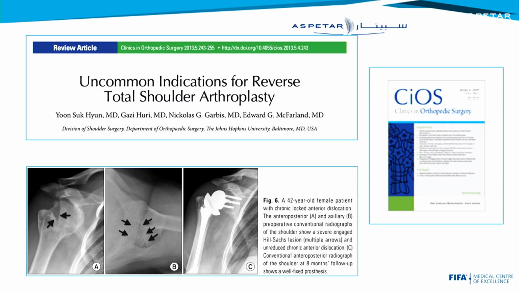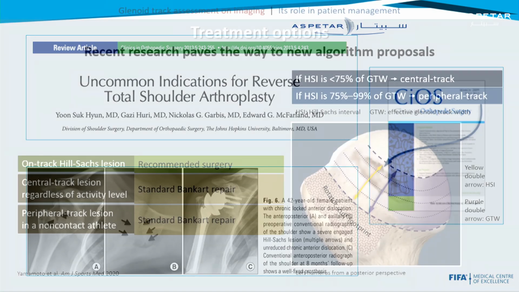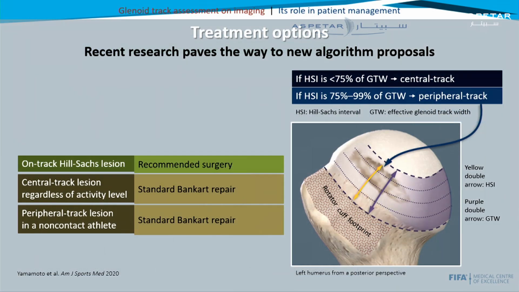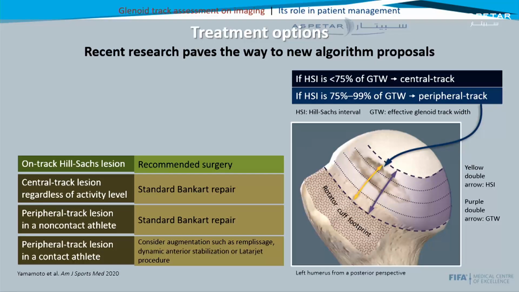This is one of our cases that we published when I was doing my fellowship at Hopkins. It's an anterior locked dislocation, and you see we treated it with a reverse arthroplasty. It has no bone, no muscles, no tendons. Sometimes we can operate on these kinds of bad issues, to be honest. So this is what I recommend.